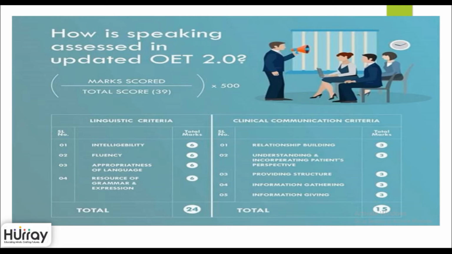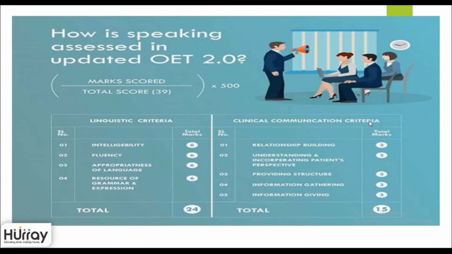The third criteria is appropriateness of language, which basically means that depending on the kind of task you are given on the card, you must use language according to that. And finally, resource of grammar and expression, which include all the important components of grammar, like sentence construction, proper usage of articles, tenses, proper words and phrases, etc. This is a total of 24 marks. For each criteria, you get 6 marks.